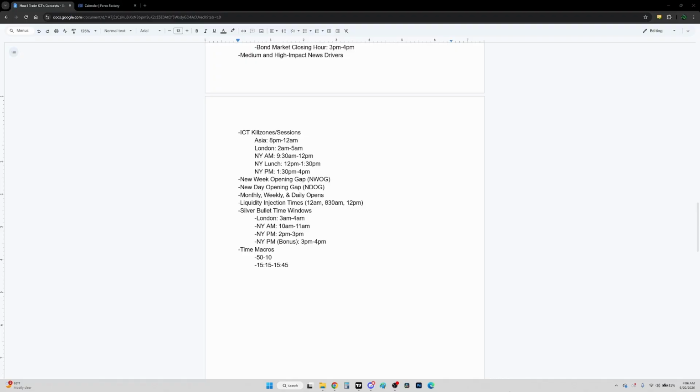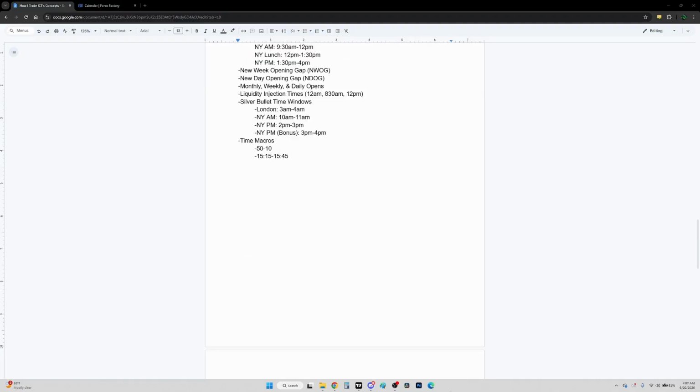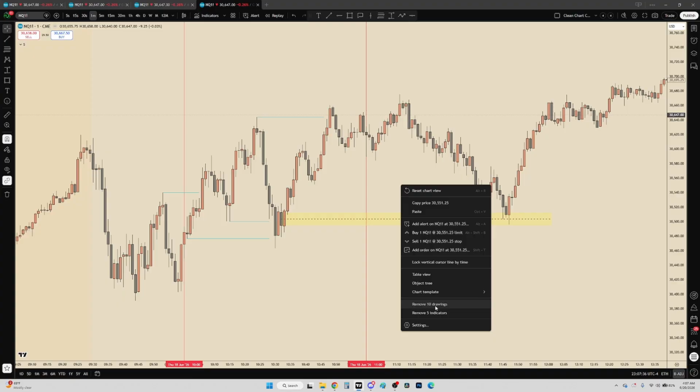So that is it for the silver bullet time windows. If you're struggling with a time to execute in the market, the silver bullet time windows are a good window to look for trades. We're going to talk about the time macros. Time macros are when price is going to either run for a pool of liquidity or it's going to run for an inefficiency. I should say this is 50-10, because this is for every hour. So every single hour from whatever hour at 50 to the next hour at 10, that's the time period for that specific macro. And it's every hour into the next hour.